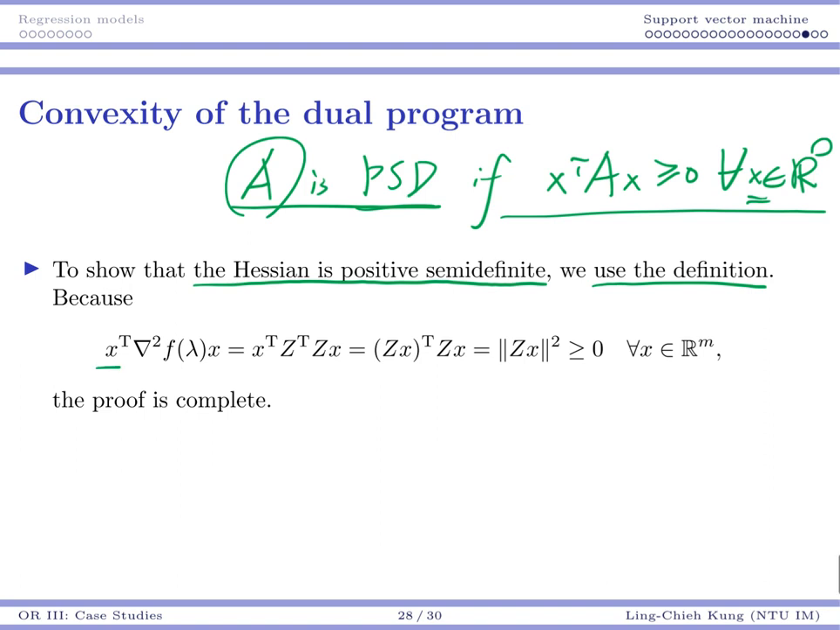So now we look at x transpose A x. This Hessian can be decomposed into z transpose z, and then you see that x transpose z transpose is indeed (zx) transpose. That means we are actually doing the vector zx. We take the norm of the vector zx and then square it. Obviously, this means we have a non-negative term here, and this is true whatever z you have, whatever x you have. That's how we prove the fact that our dual program is indeed convex.